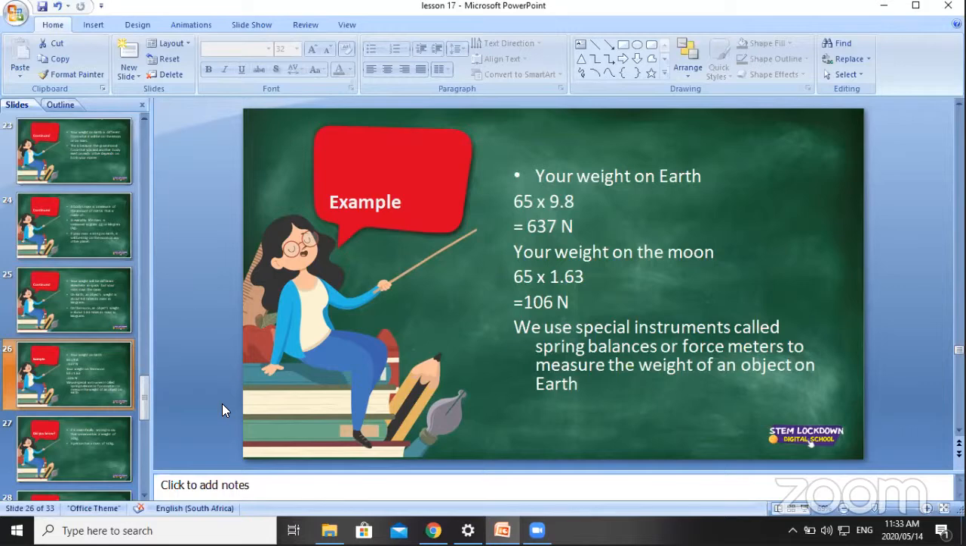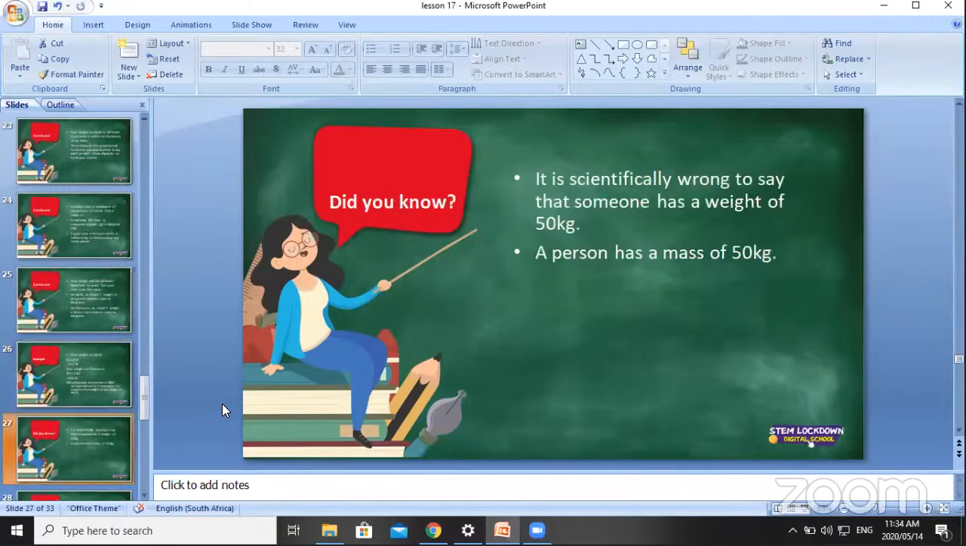I'm hoping that you're taking those 9.8 and 1.6, because I would say please calculate your mass on the moon. So if I'm saying please calculate your mass on the moon and then I give you your weight on Earth, you will just take whatever weight that I gave you on Earth and then you multiply by 1.63, and then you obviously have to give it to me in newtons.